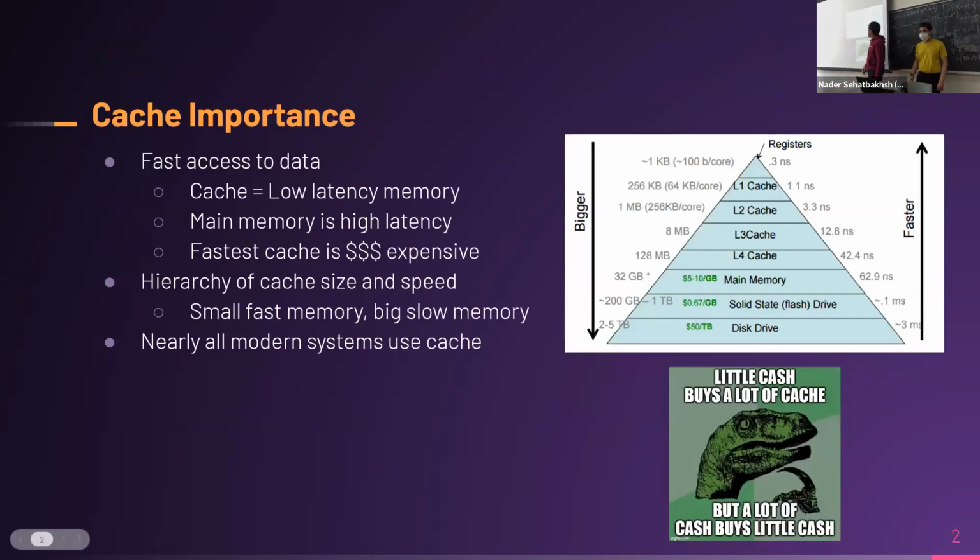First, we want to start with going over cache importance. So the whole point of cache is that we want the fastest access to data as possible. The idea is that cache is very low latency memory, and the larger your memory gets, the slower it becomes to actually access the data. One of the things that you should note is that the fastest cache is very expensive. And this is the cache hierarchy that we usually see. Why I'm talking about cache so much is that nearly all modern systems use cache, and the attack that we will be specifically learning about will be based on cache.